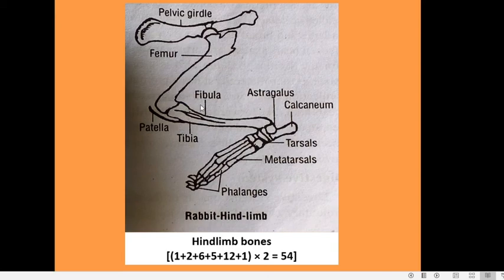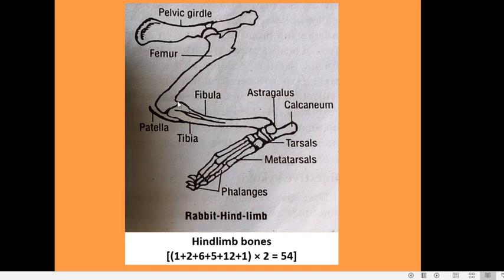Coming to the shank region. The shank region is supported by two bones which are the tibia and the fibula. The tibia is long and stout. The fibula, on the other hand, is short and slender. The tibia and fibula are fused posteriorly. Here you can see they are fused together.